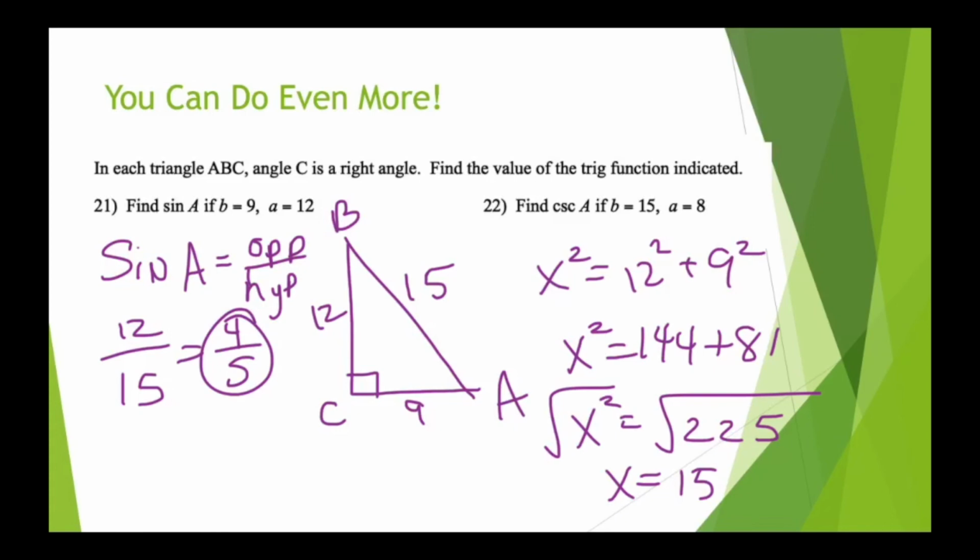This was a 3, 4, 5 triangle. It had just been multiplied. If we would have realized that this 9 and 12 were just the 3, 4, 5 multiplied by 3, we could have figured out quickly that this was 15. That's why knowing the 3, 4, 5 triangle is very valuable.